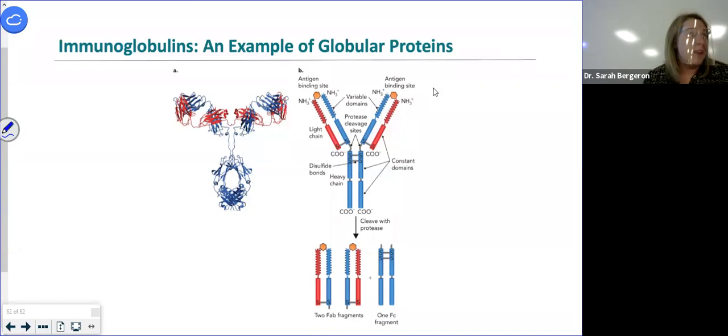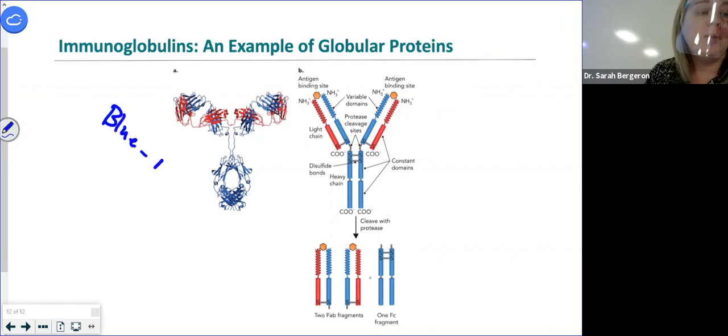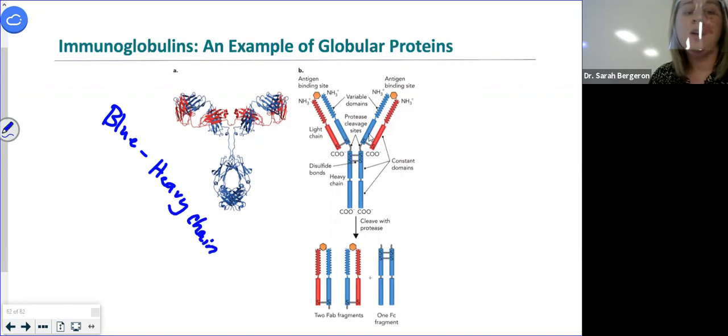Antibody treatments, right? So what are antibodies? Antibodies are multiple subunit globular proteins. So when we say multiple subunits, these are not two of the same. So do you see the blue? The blue is called the heavy chain. So it's very long, right? It goes all the way from one end to the other.